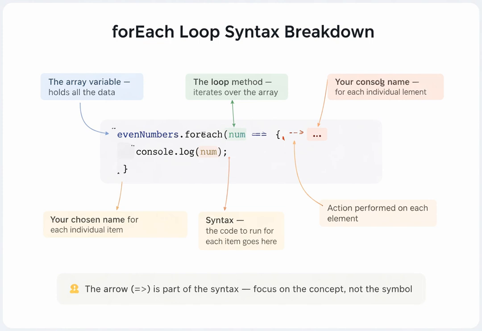Then comes the arrow and the curly braces. That's just the syntax of this particular style. Don't get hung up on the arrow symbol itself. What matters is that inside those curly braces is where you write the code you want to run for every single element. In this case, we're logging each number to the console. The arrow is just part of how JavaScript writes this. Different languages have different syntax for the same concept.